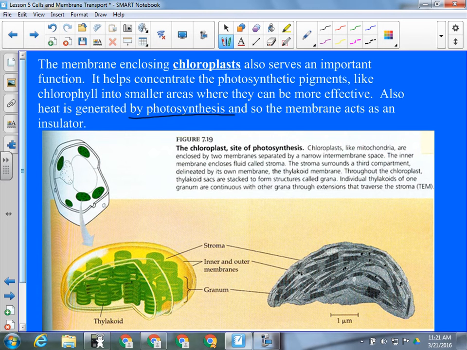All right, it also has a double membrane, but again, that's because it's absorbing sunlight all the time, so it's absorbing a lot of energy, and it needs to insulate the rest of the cell. The membrane, however, is transparent. Obviously, light's got to be able to get through it, otherwise photosynthesis doesn't work.